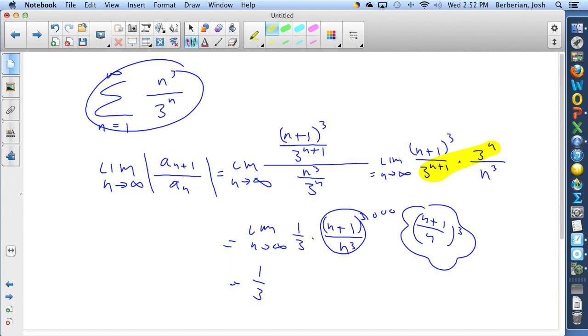You want to try another one out? Yeah, I guess we can't find out what it converges to. Right, we don't. We still haven't cracked that nut. We haven't found out what it converges to, but we can tell that it converges.